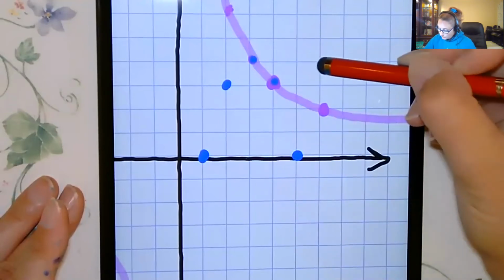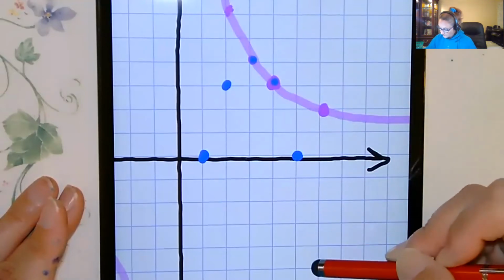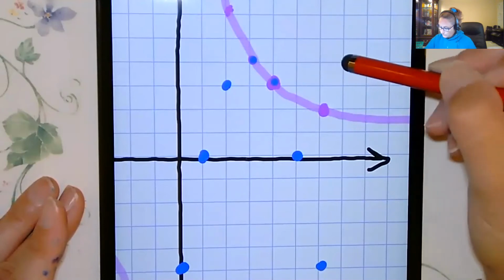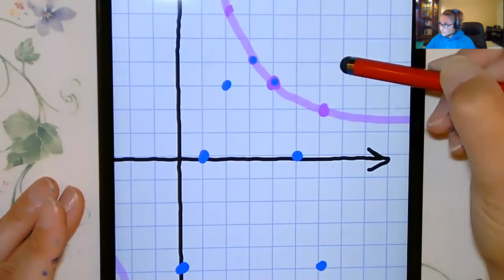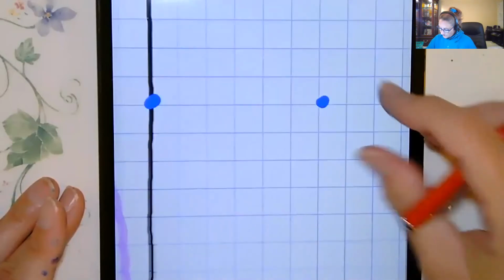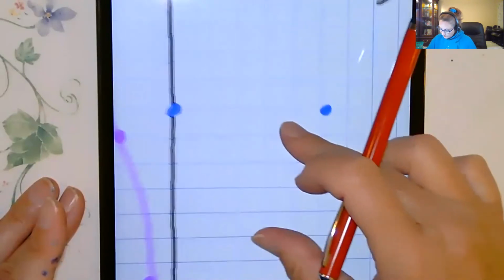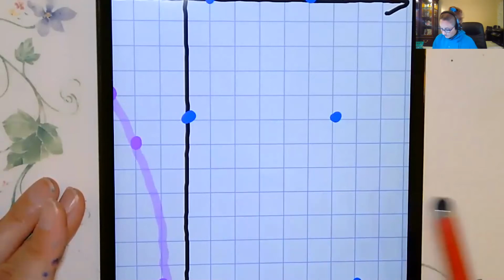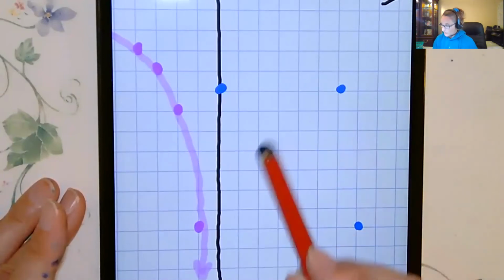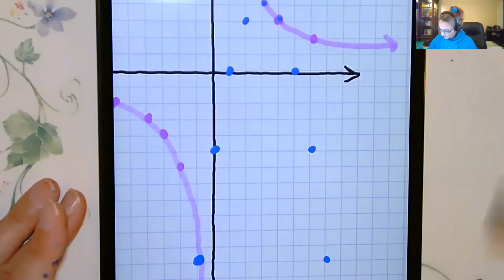If I go out 3, 3 squared is 9, so it's going to be a negative 9, same on the other side. And let me go out 4. That's going to be a 16, so I'm going to go down negative 16, and it's going to be the same on the other side. Now, as you see, when I go to the other side, it ends up here. So I actually am going to have this cross in 3 different places.